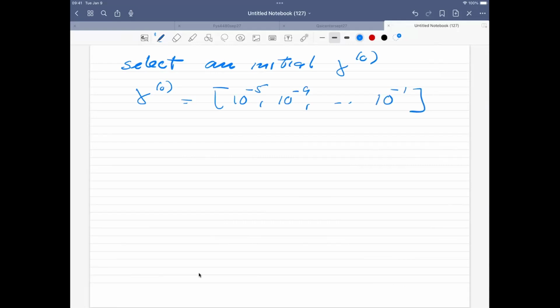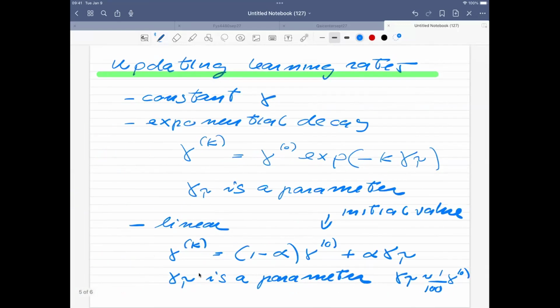And then you would set up new values according to this iterative scheme. You would have to define this parameter alpha, and you would also have to define this parameter gamma of tau. So alpha, which you see in the equations here, becomes a new parameter, and the same with this gamma of tau.